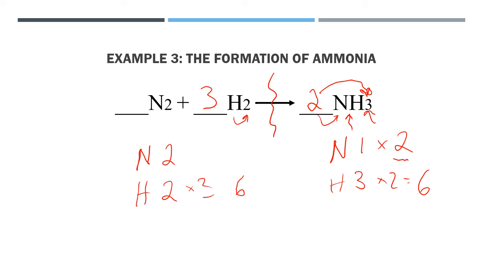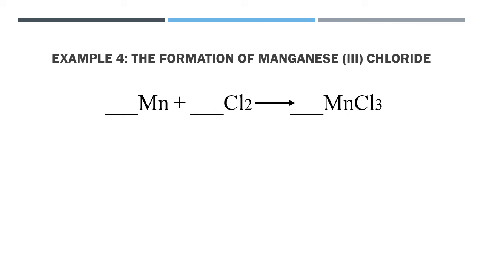If we go back and double check, we have 1 times 2 is 2 nitrogens on the right, 2 nitrogens on the left. 2 times 3 is 6 hydrogens on the right, and 3 times 2 is 6 hydrogens on the left. Next example. All right, formation of manganese chloride.